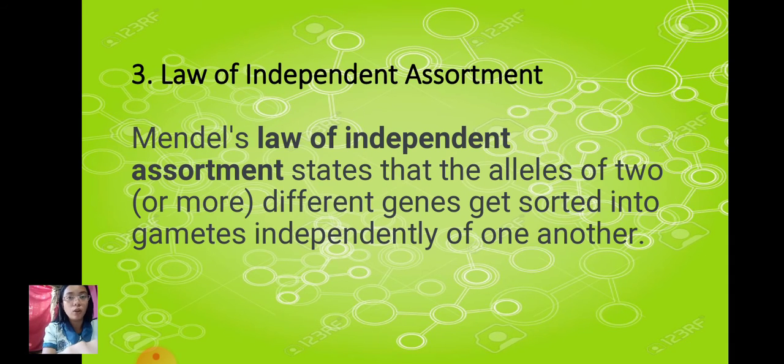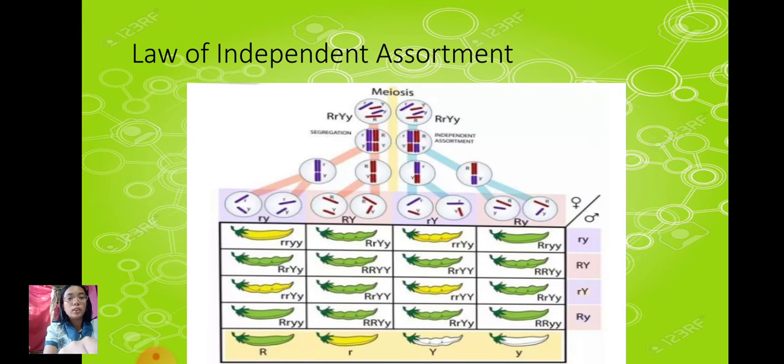And the third one is the law of independent assortment. Mendel's law of independent assortment states that the alleles of two or more different genes get sorted into gametes independently of one another. As you can see, the law of independent assortment takes place as maternal and paternal sources of DNA are randomly divided. Sometimes the gamete inherits the maternal version of a gene, and sometimes it inherits the paternal version. Which version it gets is completely random, based on the order that these chromosomes line up in during the first stage of meiosis.